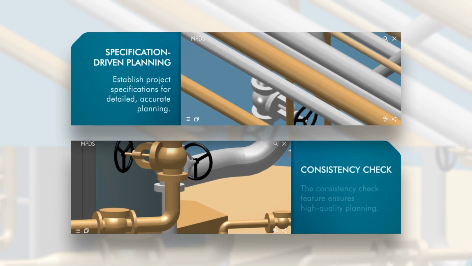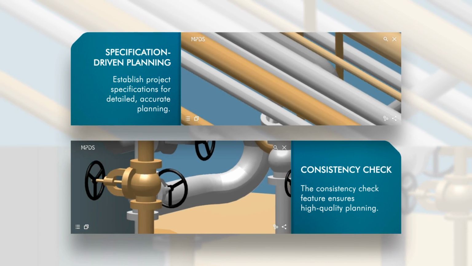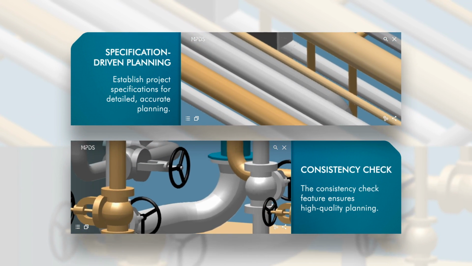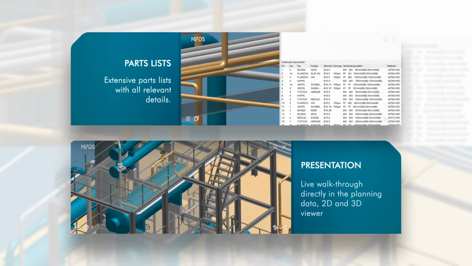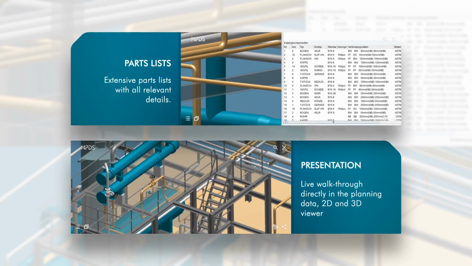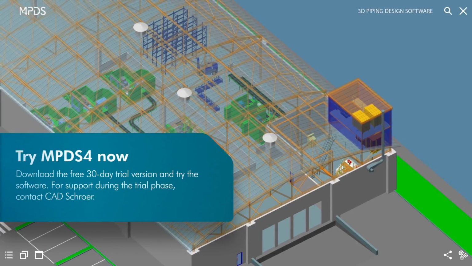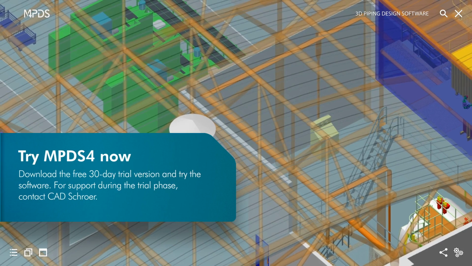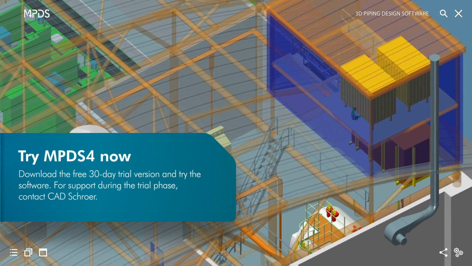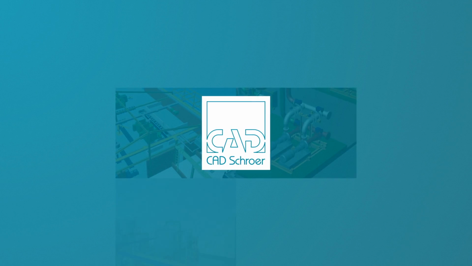In MPDS4, pipeline design is specification-driven. Together with rigorous consistency checking, the correct components and materials will always be used. MPDS4 can generate extensive bills of materials with all the relevant design details. And with our live walkthrough utility, your designs can be shared, commented on, and approved by your customers.